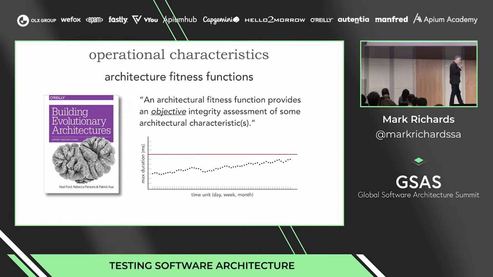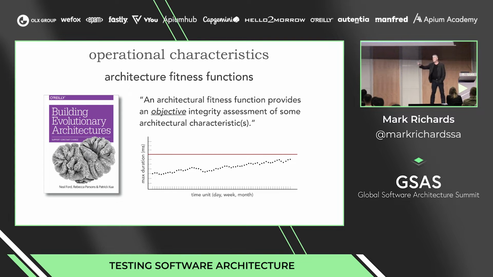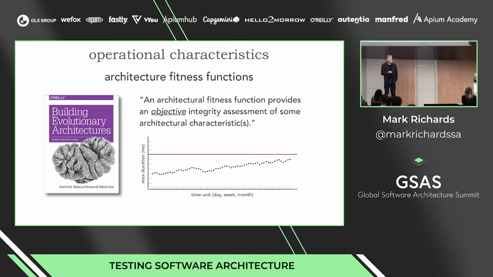So one way to actually then measure these operational characteristics is something that I'm sure all of you are going to hear so much about in these next 2 days in a lot of talks. And those are things called architectural fitness functions. Now, this was first coined in the book Building Evolutionary Architecture by my friend Neil Ford and then Rebecca Parsons and Patrick Kua. And an architectural fitness function provides some sort of objective integrity assessment of some sort of architecture characteristic. And when I say objective, I mean an actual numerical number that I can demonstrate and prove.